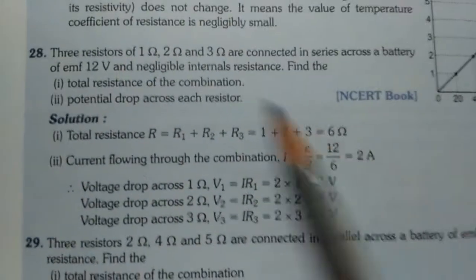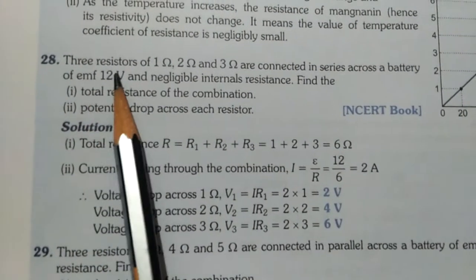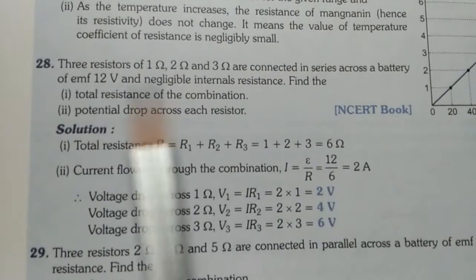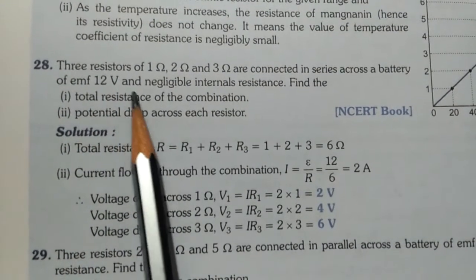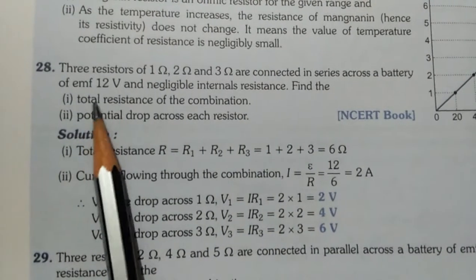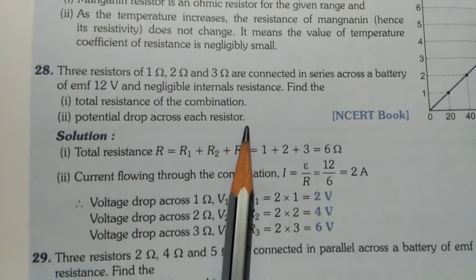This one is a very easy example. See, it is from the NCERT book. Three resistors of 1 ohm, 2 ohm and 3 ohm are connected in series across a battery of EMF 12 volt and negligible internal resistance. We have to find the total resistance of the combination and the potential drop across each resistor.